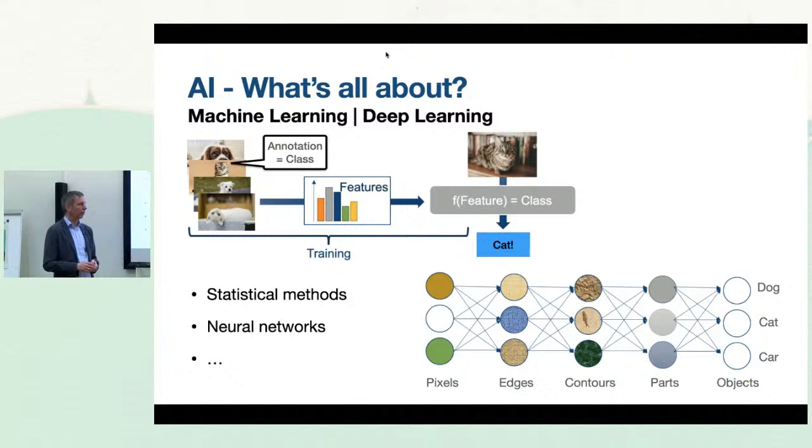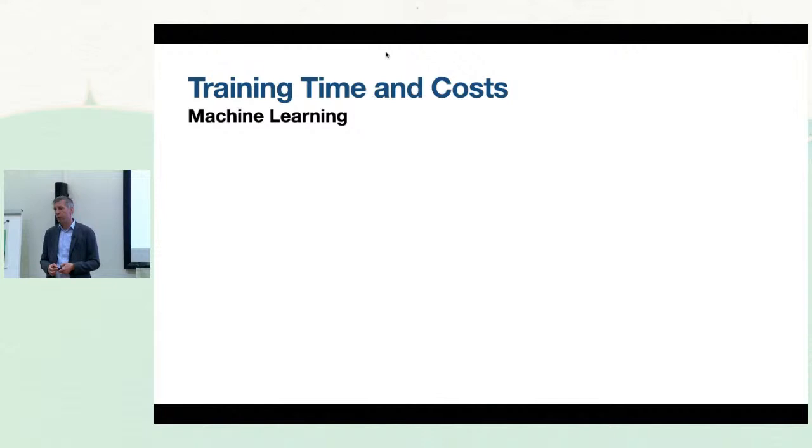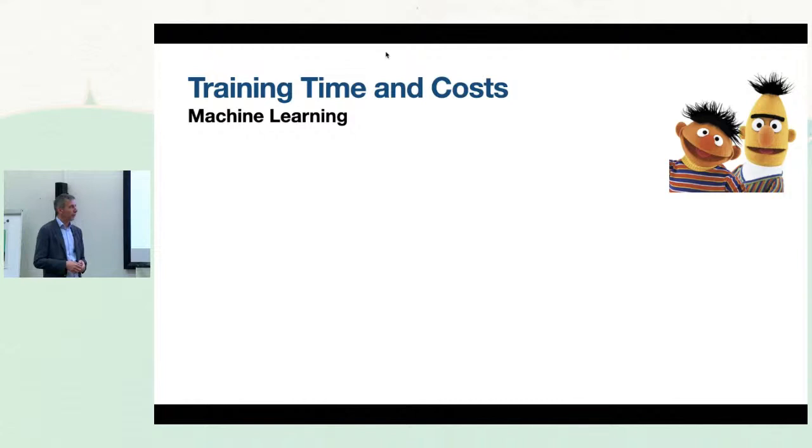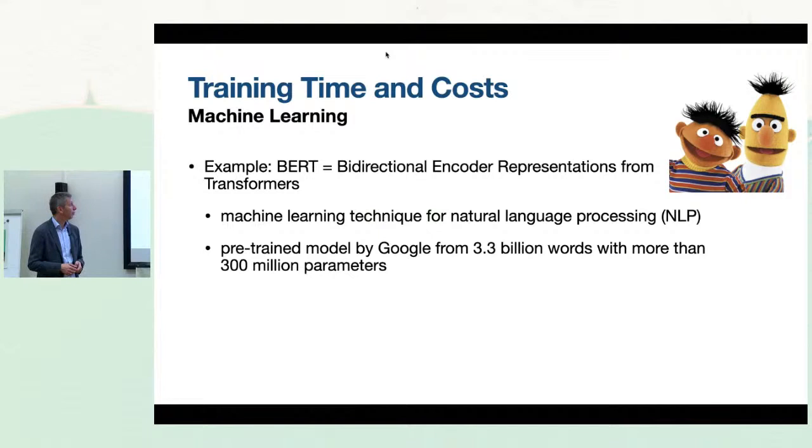Let's look at the time and the cost for training, because this is a very important step of artificial intelligence, and we need a lot of data. For this, I have an example, and this example is BERT. So BERT is this yellow guy. But what I would like to introduce as BERT is a machine learning model. BERT stands for Bidirectional Encoder Representations from Transformers, and that's a model for natural language processing.